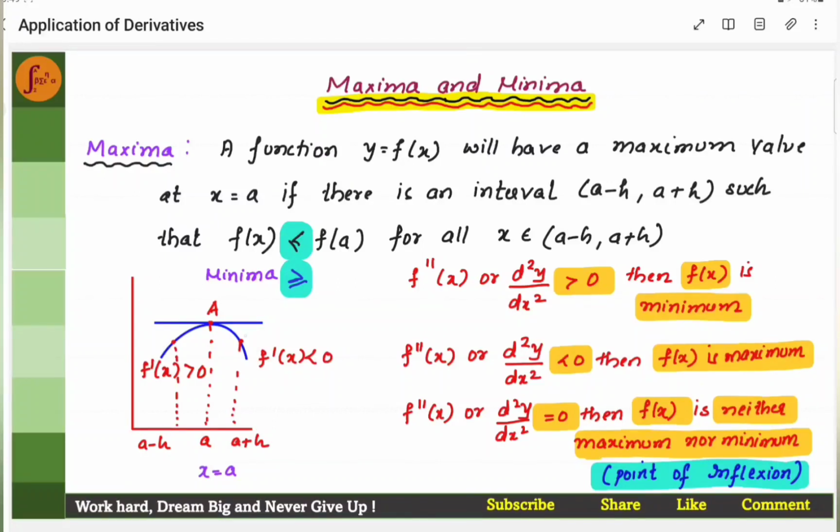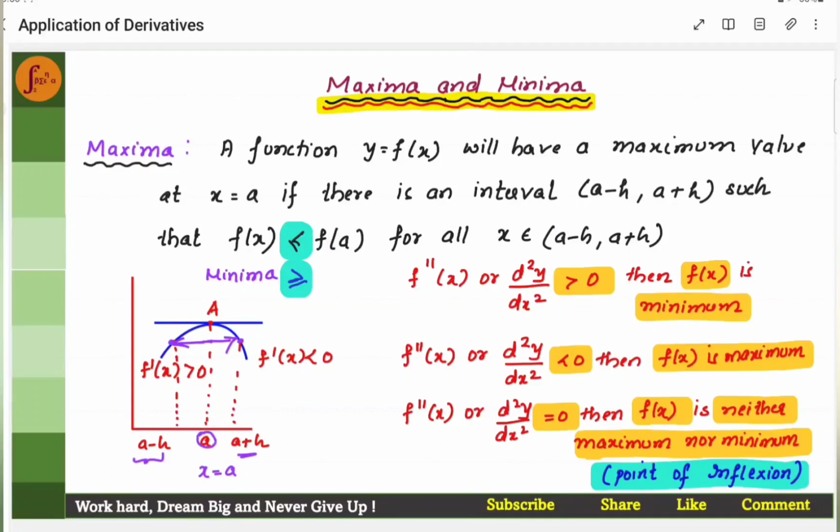Say there are 3 points here. One is point A, and then there is one point which is on the left hand side of A and one point which is on the right hand side of A. So basically in this interval, you have one point A which is having the maximum value. Let's consider the end point of the interval as a minus h, and the other end point of the interval as a plus h.